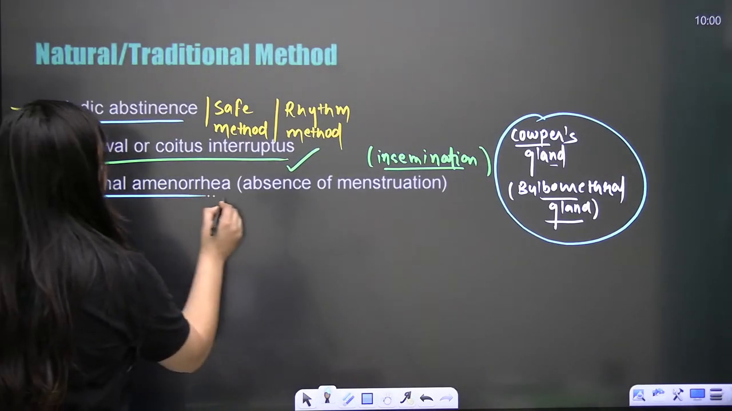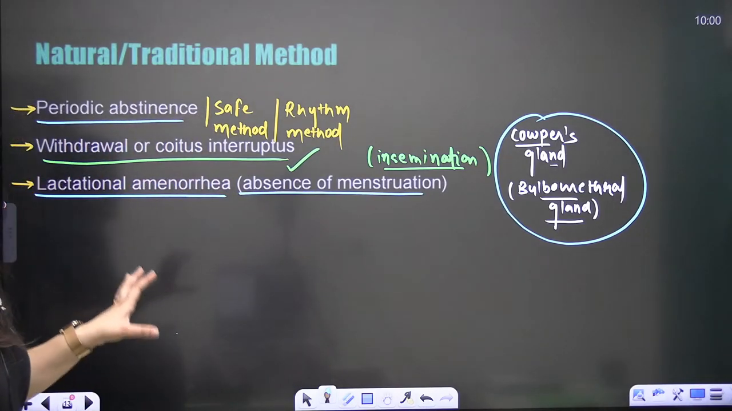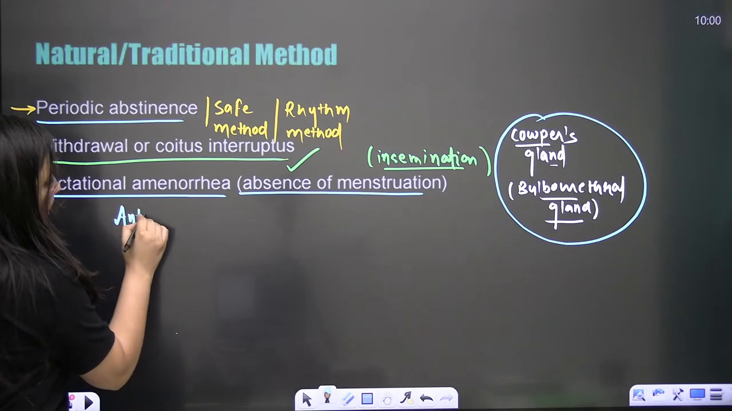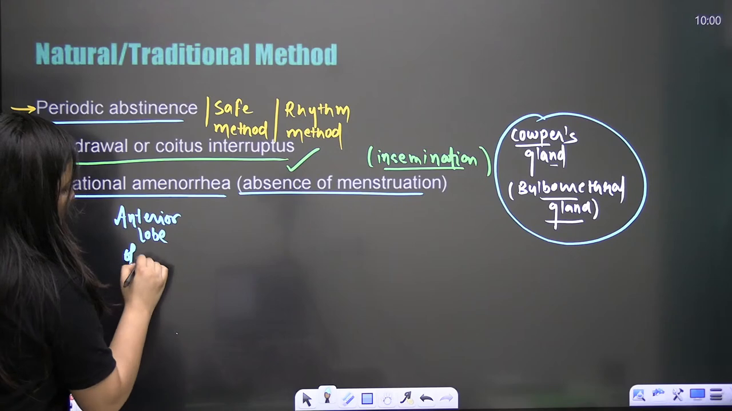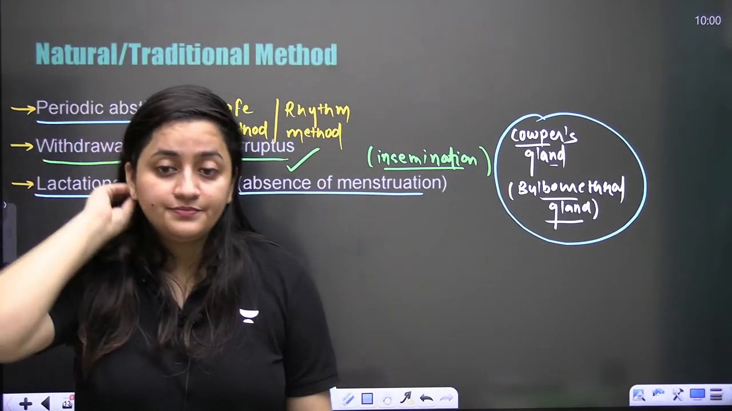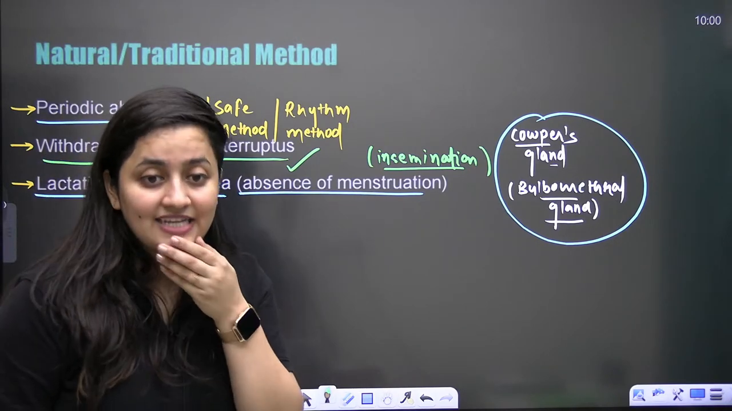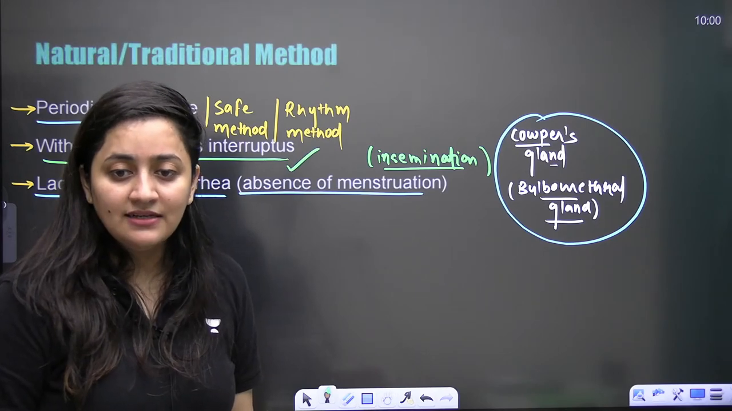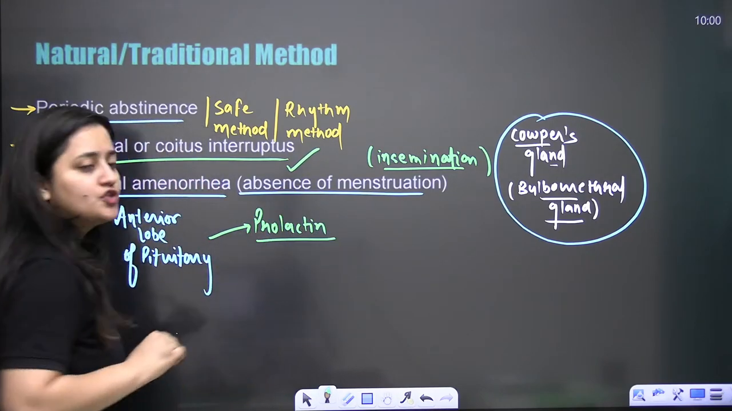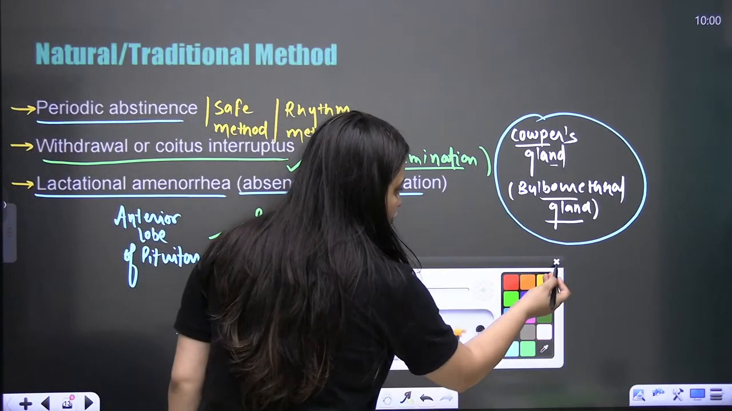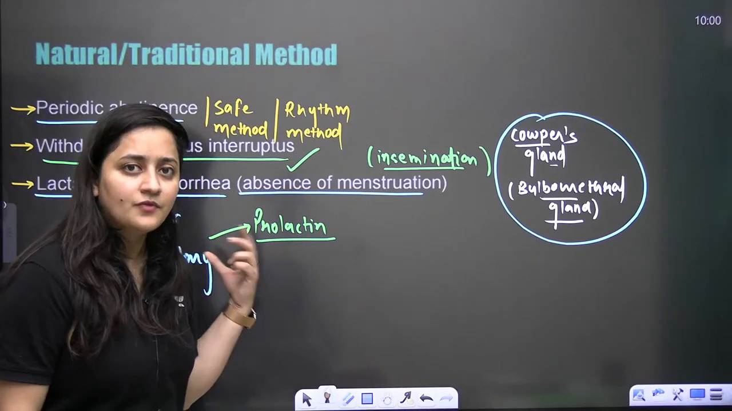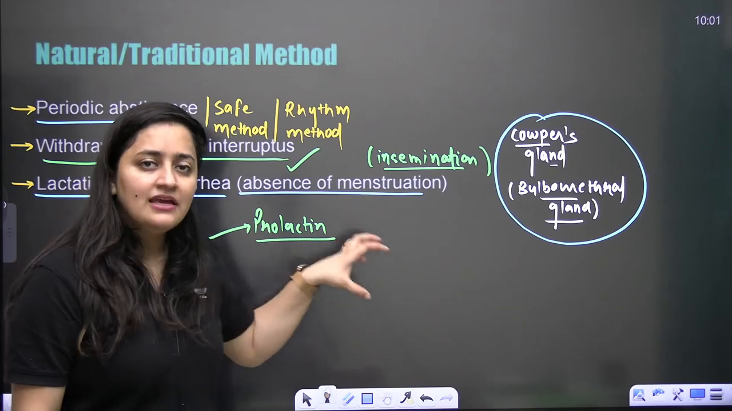Done. Next is lactational amenorrhea, which is absence of menstruation. Now, what is this lactational amenorrhea? Even in the last class, we discussed it. When you talk about the anterior lobe of pituitary, after childbirth the female is going to lactate. There will be lactation, yes or no? Now you know that the anterior lobe of pituitary releases prolactin, P for production, and this prolactin is responsible for the production of milk, right? It acts on the alveoli of the mammary gland, and the alveoli secrete the milk, right?